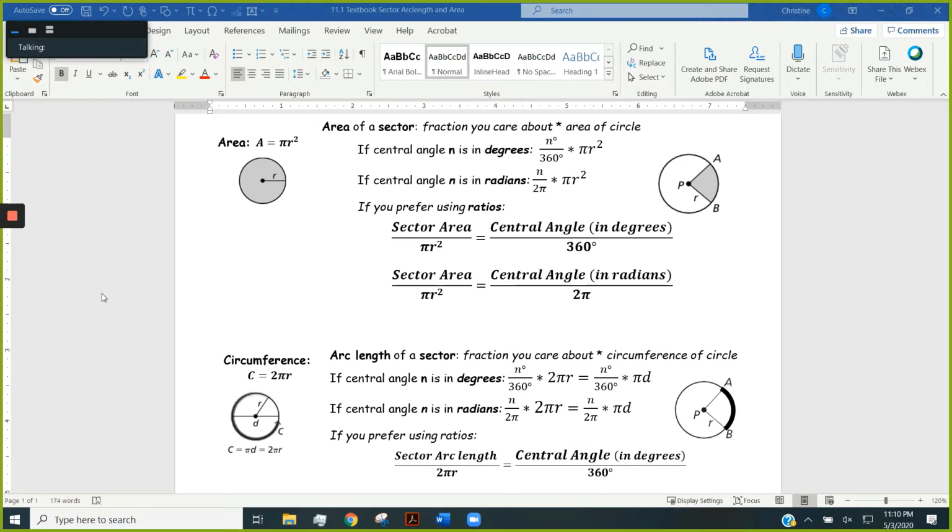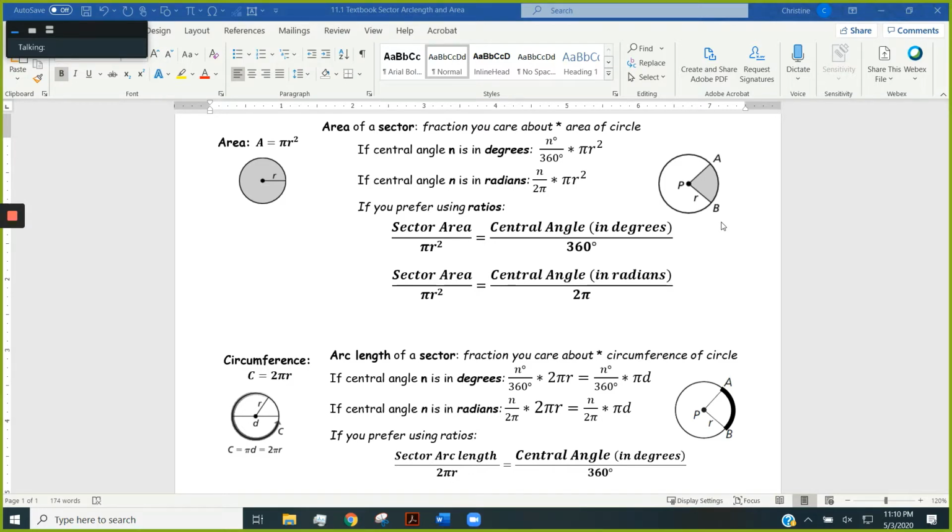So a sector is part of a circle. In this picture on the right, notice that the shaded sector is this arc A to B and that whole region of APB with that radius R marked. So to find the area of a sector, think about it as saying, I have the full circle, but I only want a fraction of it. There's only a fraction that I care about.